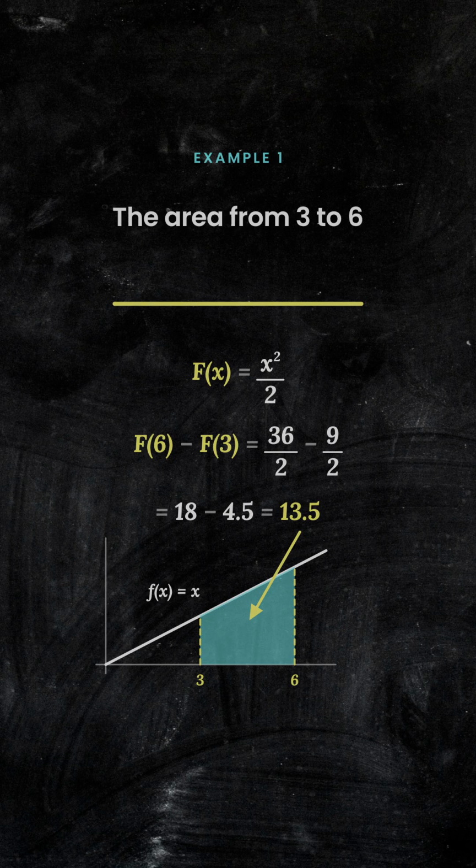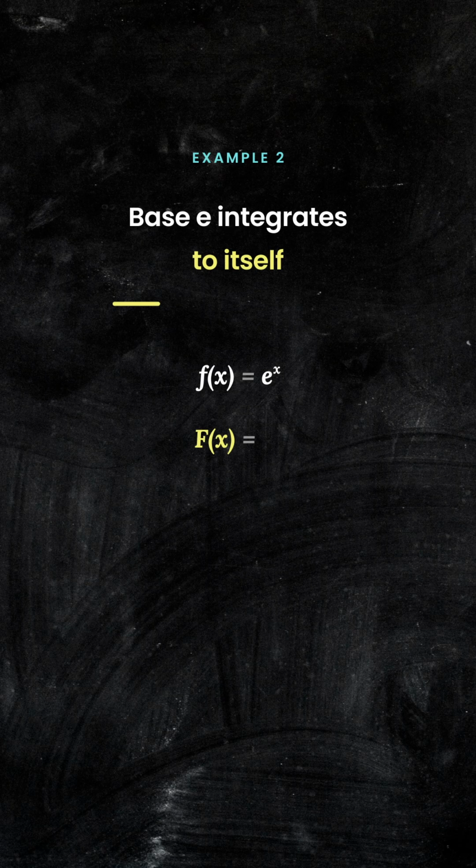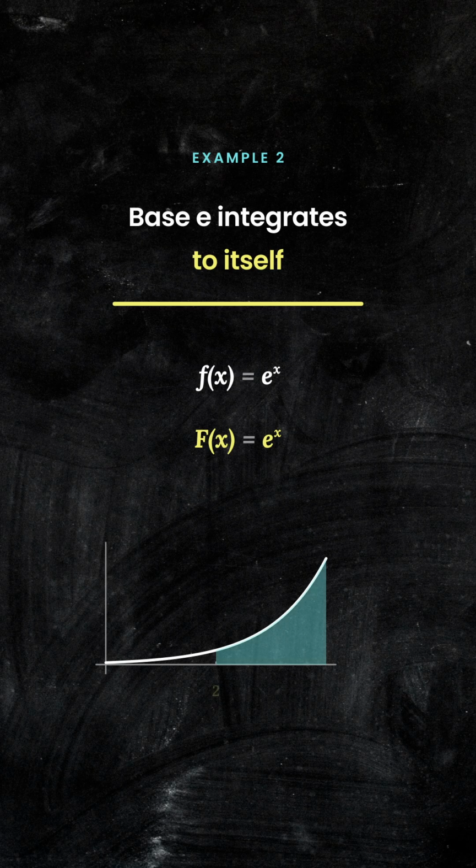Let's take a second example, an exponential function. If its base is e, that means its integral is itself, the integral of the exponential function is itself. Here we want to get the area from 2 to 4, or the integral from 2 to 4. Same thing, we substitute in the 4, minus, we substitute in the 2, and calculate. So this is the result.